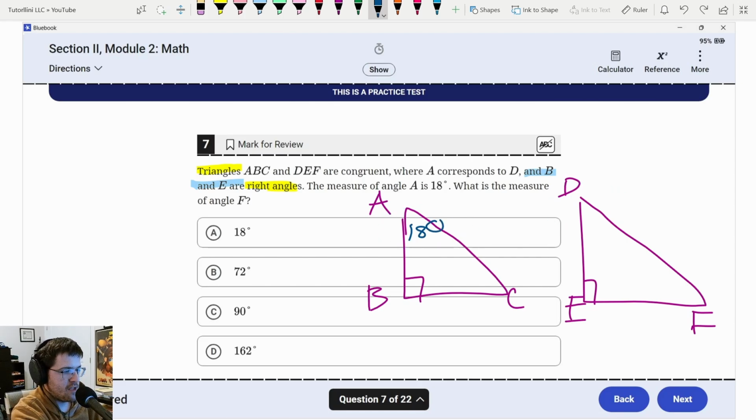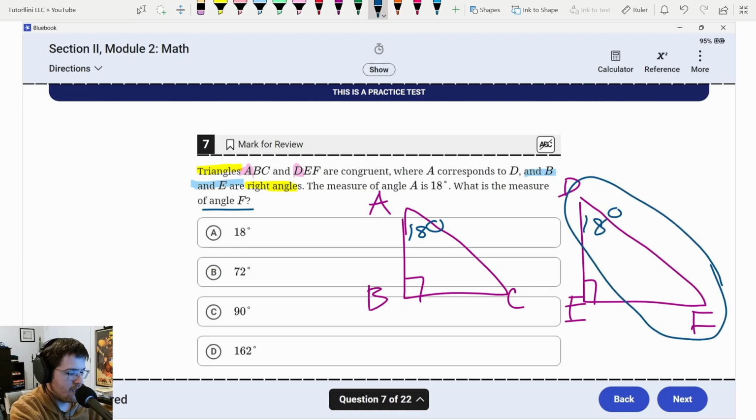So, and you can see that in the similarity statement too. See how they're both first? So D must also be 18 degrees. And then to find the measure of angle F, the two acute angles in a right triangle must add up to 90 degrees. So I just do 90 minus 18. We call that complementary angles. And I get 72 degrees.